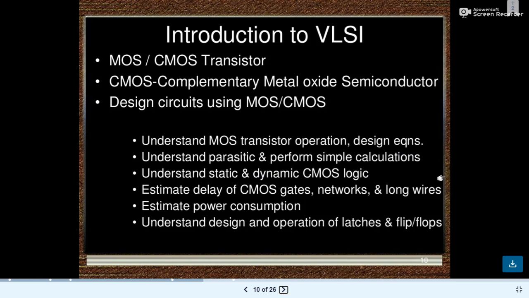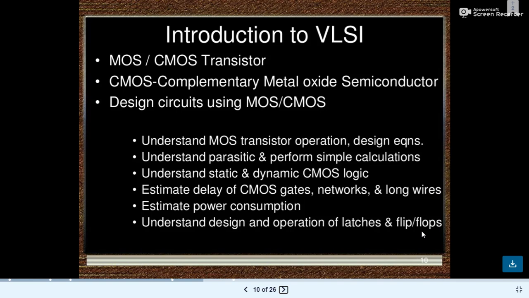Obviously we need to calculate things whenever we are designing something in a very small area. Next, understanding static and dynamic CMOS logic. Obviously we need to understand transistors at the CMOS level, and I'll just give you the highlight that it is at a very nano level. Next is estimating delay of CMOS gates, networks and long wires. Estimate power consumption. Obviously power consumption is also a very important parameter. And understanding design and operation of latches and flip-flops.